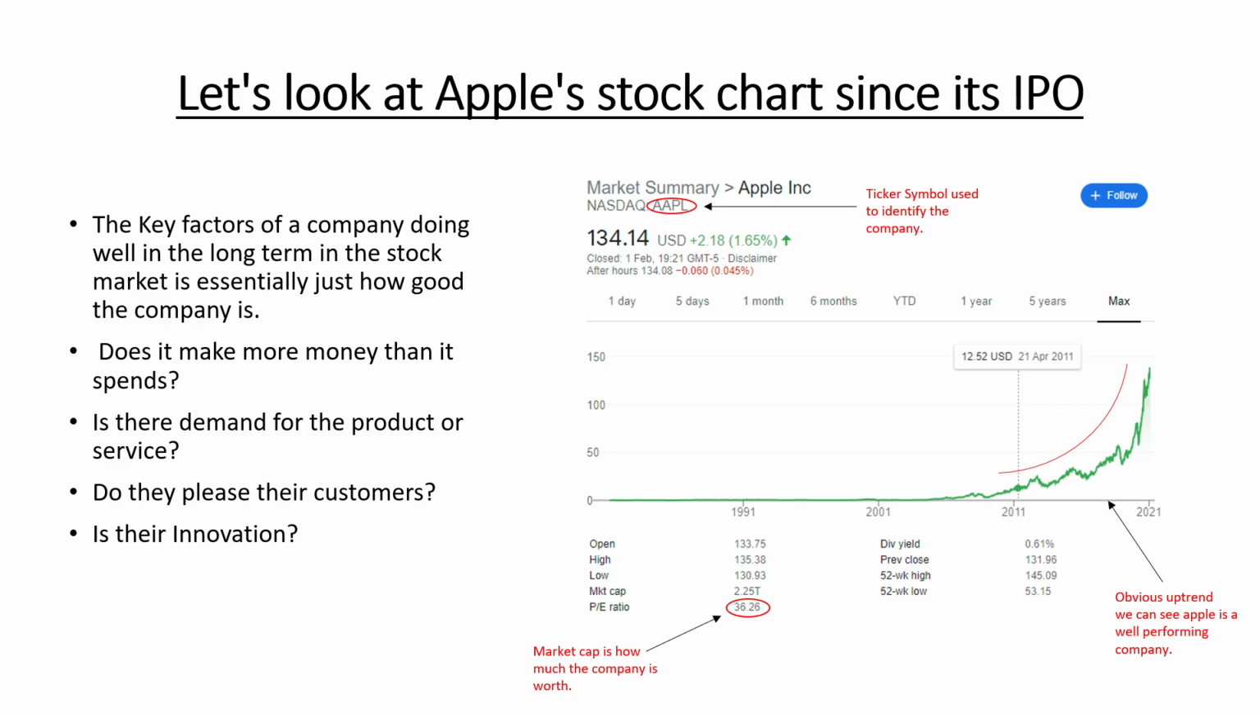So the key factor of a company doing well in the long term in the stock market is essentially just how good the company is. So you have to think to yourself, does it make more money than it spends? Is there demand for the product or service, and do they please their customers, and is there innovation in this stock? So obviously you all know about the iPhone, the iPad, the MacBook, and obviously there is a lot of demand for those types of products, and they do please their customers, because there are loyal customers who would want to buy the new phone every year, the new MacBook every year.